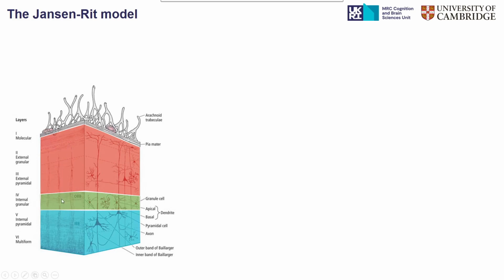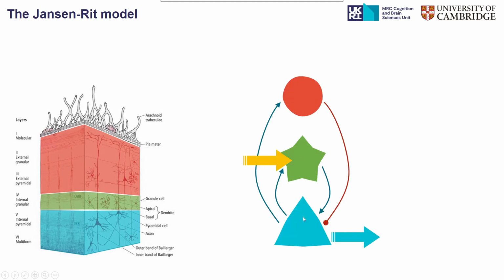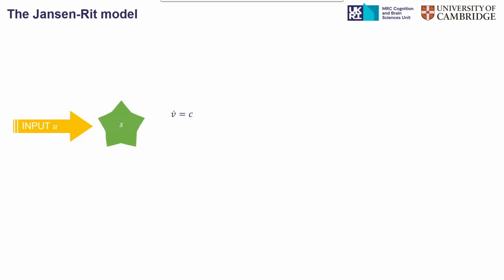So essentially, we have reduced the 6 layers of the barrel cortex down to 3 populations of neurons: inhibitory in the top 3 layers, stellate cells in layer 4, and pyramidal neurons in layer 5 and layer 6. The spiny stellate cells receive input and the pyramidal cells produce the output. Let's first focus on a single population: how the spiny stellate cell population processes external inputs.